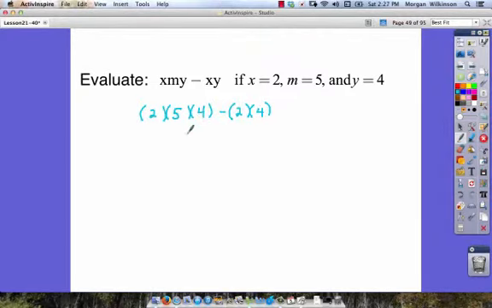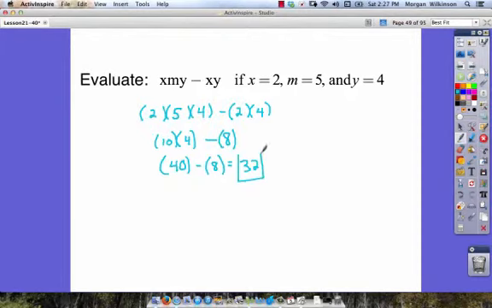Now we can solve. We've got to do multiplication before we do subtraction. So we're going to get 2 times 5, that's 10. Then we're going to have 10 times 4, which is 40, minus 2 times 4. Well, that must be 8. So we get 40 minus 8, and 40 minus 8, well, that's always going to be equal to 32. So we've got our final answer.